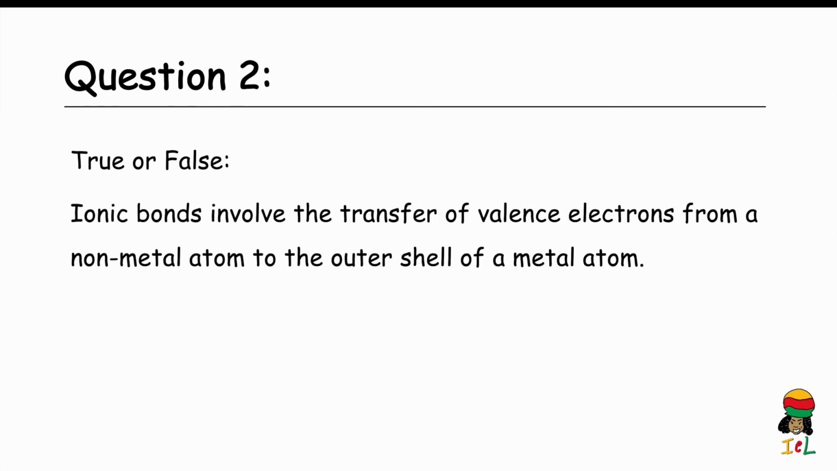Question 2. True or false? Ionic bonds involve the transfer of valence electrons from a nonmetal atom to the outer shell of a metal atom. The answer is false. Just remember, ionic bonds involve the transfer of valence electrons from the metal to the valence shell or the outer shell of the nonmetal atom.